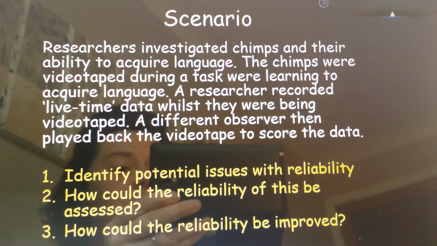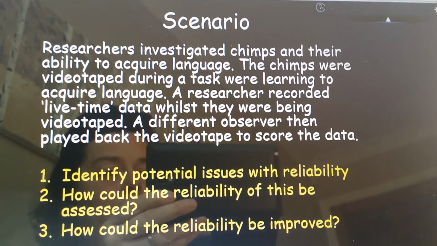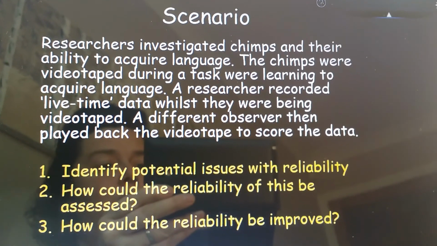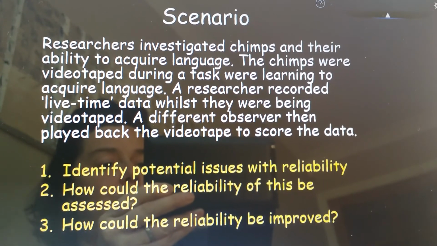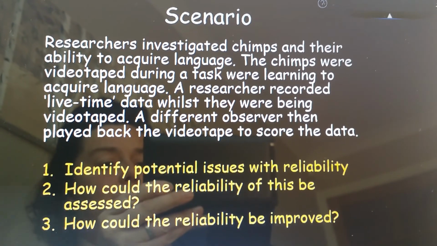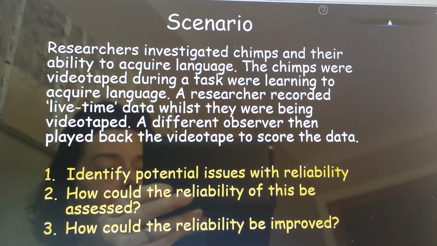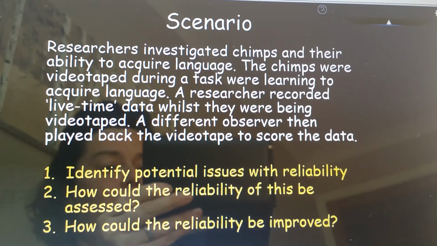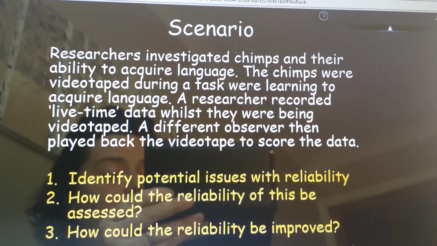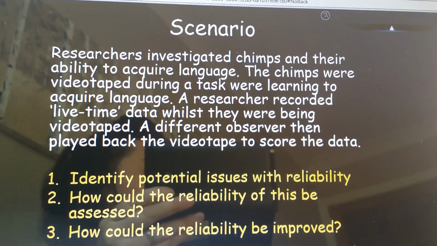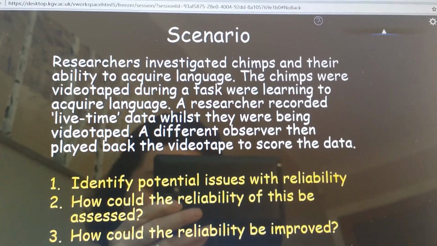Researchers investigated chimps and their ability to acquire language. The chimps were videotaped during a task and were learning to acquire language. A researcher recorded live data while they were being videoed. A different observer then played back the video to score the data. Identify possible issues with reliability. Well, first of all, my issue would be with different observers. So straight away, the issue is with interrater reliability.